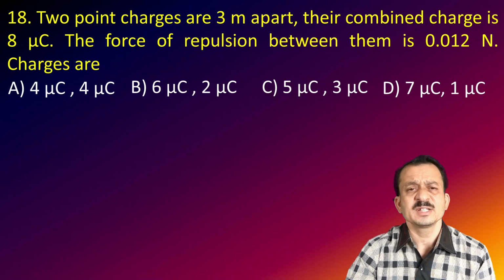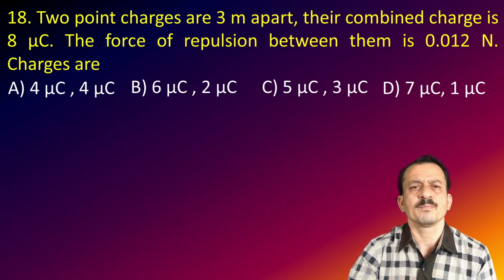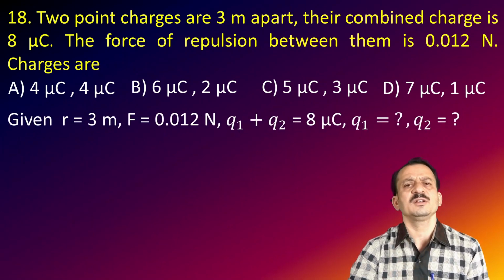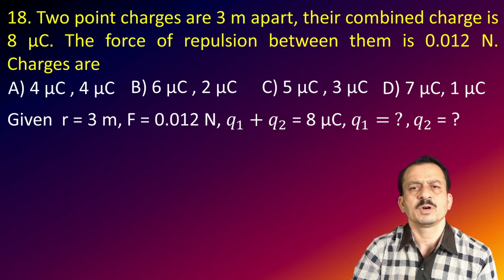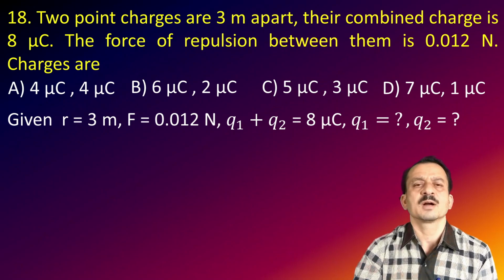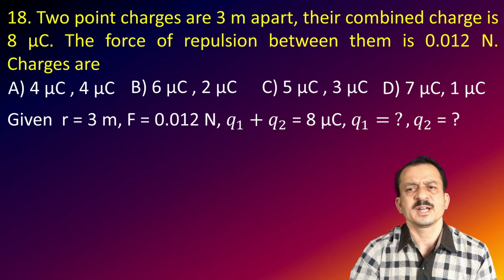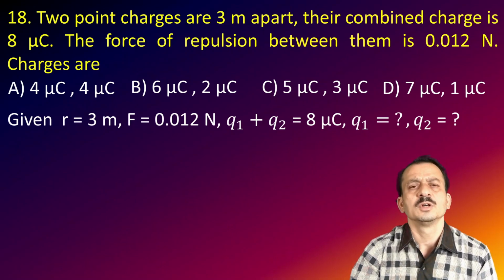The combined charge means their sum is given. Q1 plus Q2 is given, that is 8 microcoulomb. Now we have to calculate the individual charges. Given R is 3 meter distance, force 0.012 Newton. Combined charge means Q1 plus Q2, it is 8 microcoulomb. What is Q1, what is Q2?